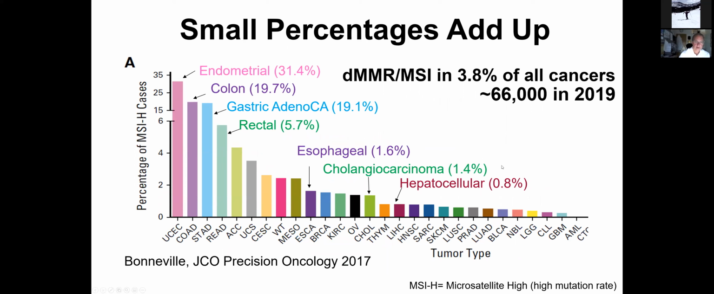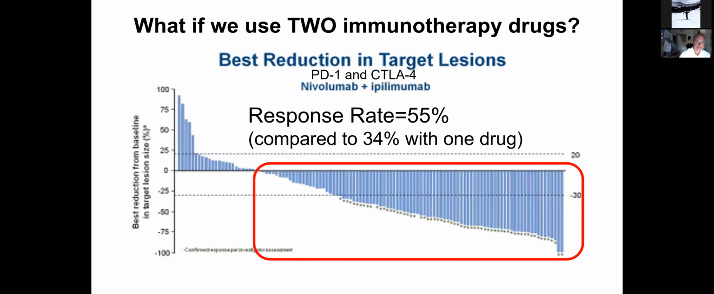Even though these are small percentages, we find this deficient mismatch repair in about 4% of all cancers. Now you might say, well, 4%, who cares? Well, that's 66,000 people we're talking about. So those numbers actually will add up. And even if it's 0.8 or 1%, you add up a bunch of those 1% and so on. Again, we get to the colon and endometrial cancer being more common, but we see these much higher rates of mismatch repair deficiency there. The little pieces of the pie will add up to a large pie.